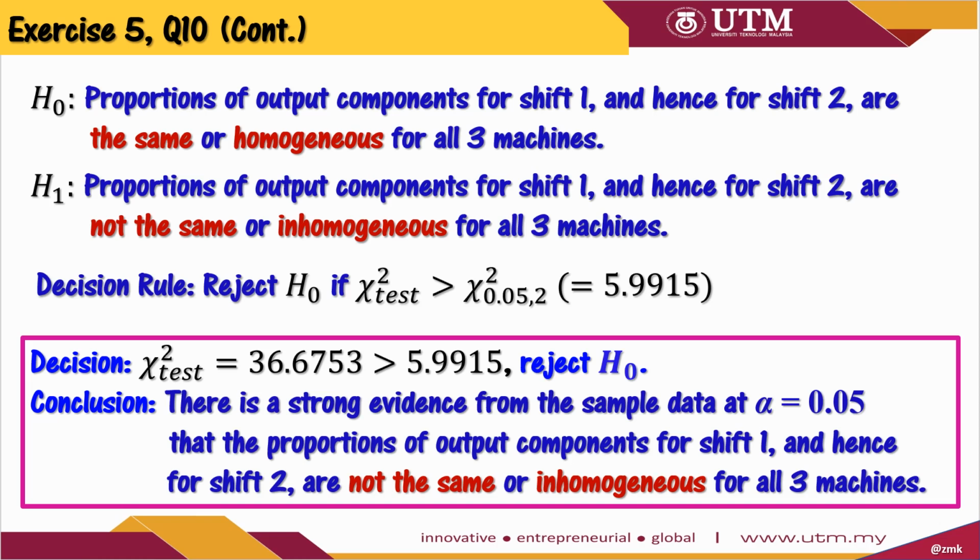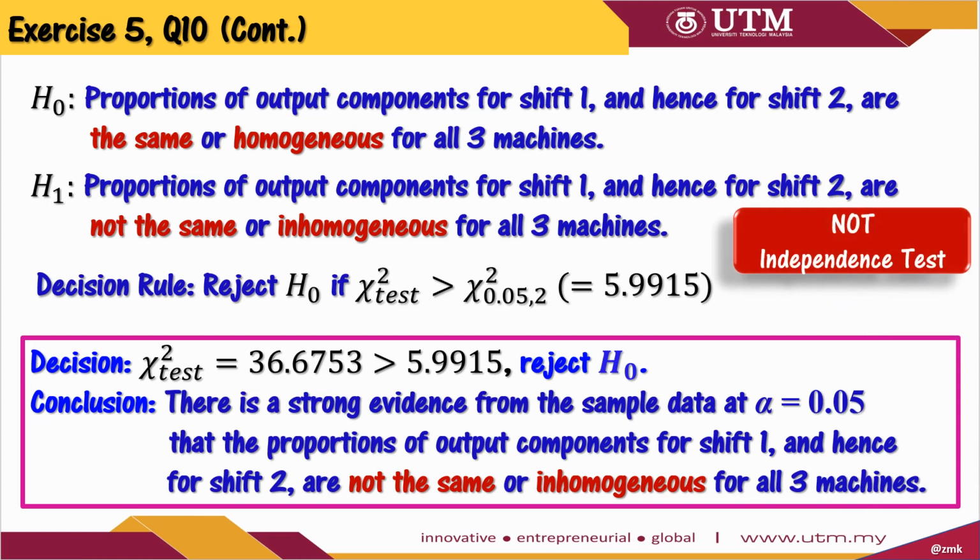A, B, and C. Please note that a common mistake students tend to make is that when they write the conclusion, they mention that the shifts and machines are dependent, which is totally wrong because in this question, you are not testing the independence between the two variables, but rather you are testing the homogeneity between the proportions.